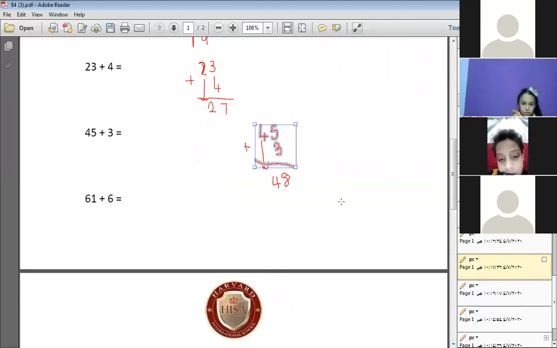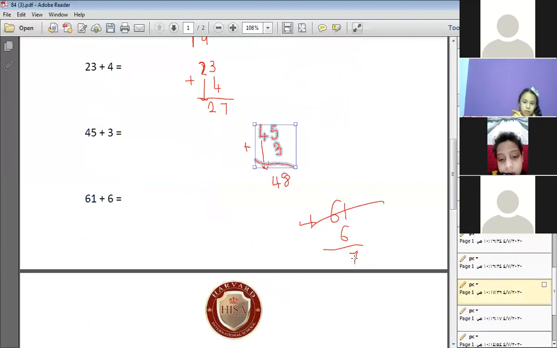Okay, what about the 61 plus 6? I'm putting my numbers, put my line, and don't forget to put my sign. Okay, 1 plus 6. So I will put 6 in my mind, 1 on my fingers, and after the 6, 7. And what about this 6? It will remain as it is, and my answer will be 67.